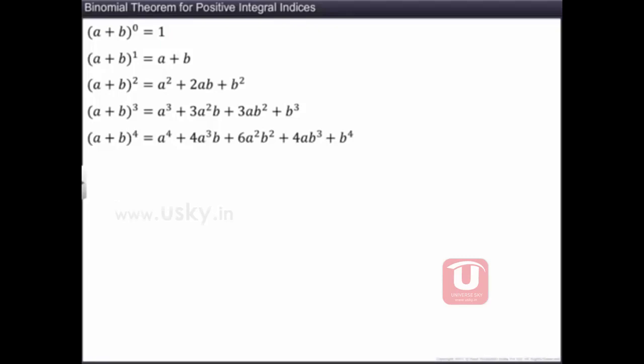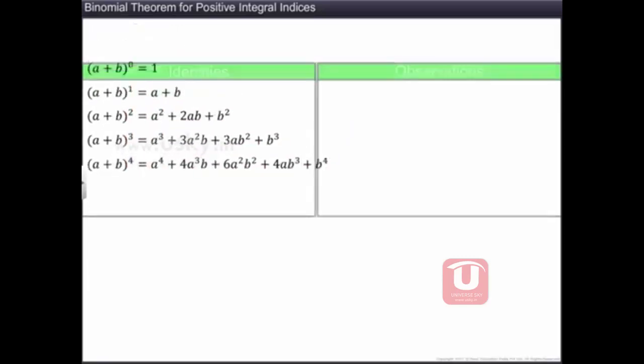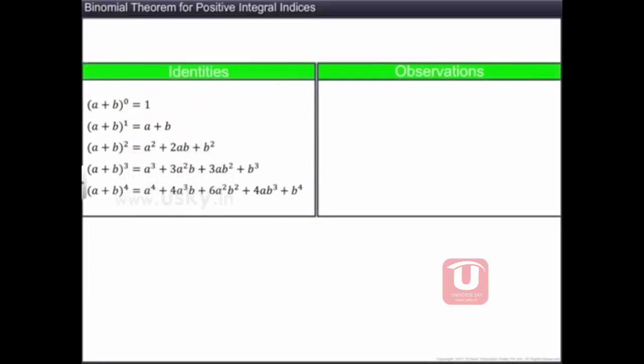If the index is 1, then there are 2 terms in the expansion. You can see a similar pattern in the remaining identities. We draw some conclusions from our observations. Firstly, the number of terms in an expansion is 1 more than the power of the binomial.